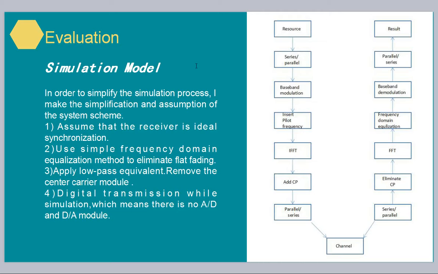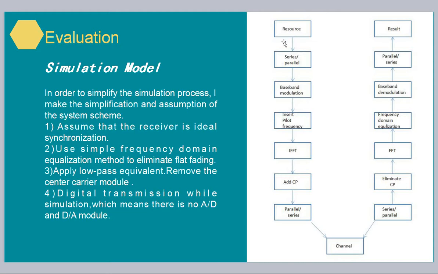In order to simplify the simulation process, I made some simplifications and assumptions about the system scheme. First, assume that the receiver has ideal synchronization. Second, use a simple frequency domain equalization method to eliminate frequency-selective fading. Third, I apply a low-pass equivalent, removing the center carrier module, and I use digital transmission via simulation, which means there's no AD and DA modulation.